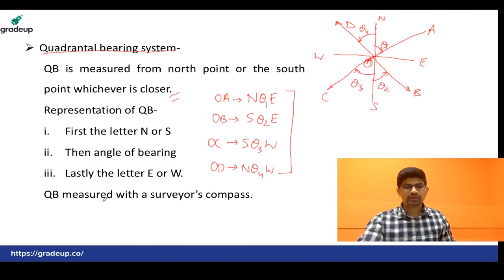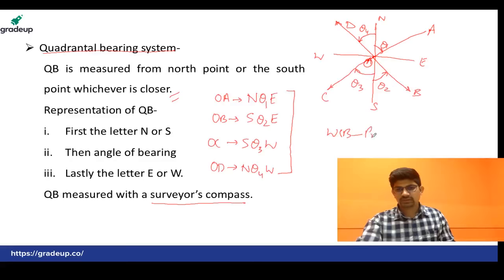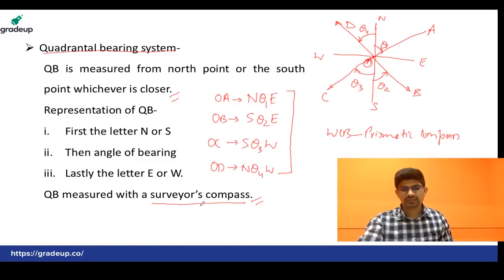Quadrantal bearing is measured with a surveyor compass, whereas WCB is measured with a prismatic compass. So remember these two points. An objective question can be framed with respect to this point also, so do not get confused.